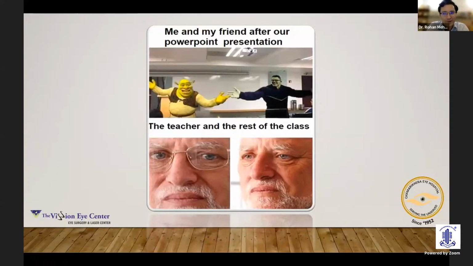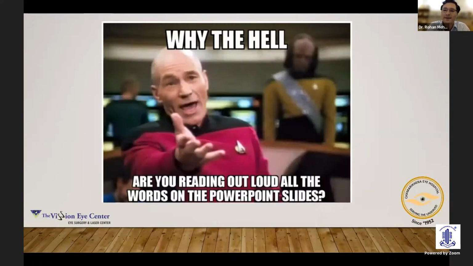More often than not, this is what happens in classes. After the PowerPoint presentation is finished, you sort of feel that the burden has been removed from you. The teacher and the rest of the class is just looking at you and saying that, on most occasions, this hasn't added anything to us. This was just there in the textbook. You've pretty much just read out what has been written.